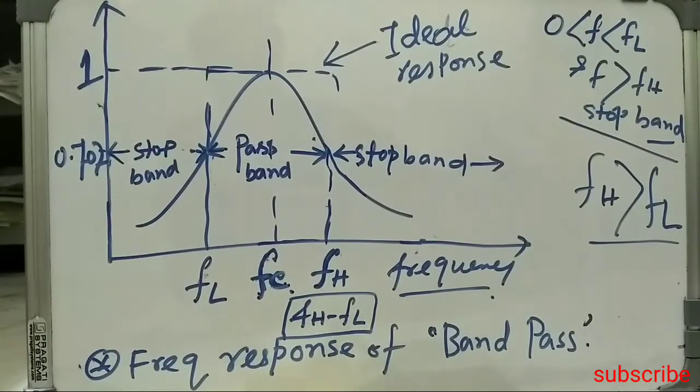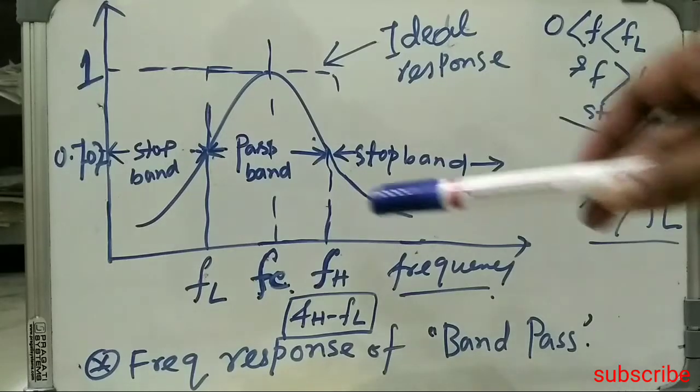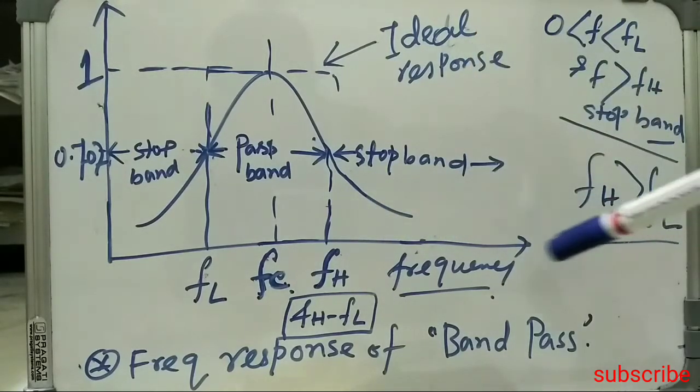For advanced learners, this is a frequency response curve of gain versus frequency of a band pass filter. Band pass filters have two cutoff frequencies, FL and FH. The pass band is situated between two stop bands. One stop band is 0 to FL and the other stop band is frequencies greater than FH. Obviously, FH is greater than FL and the bandwidth is FH minus FL. This is the frequency response of a band pass filter.